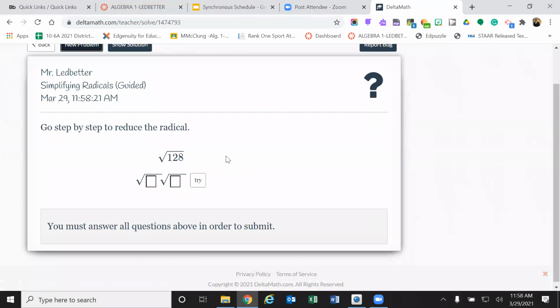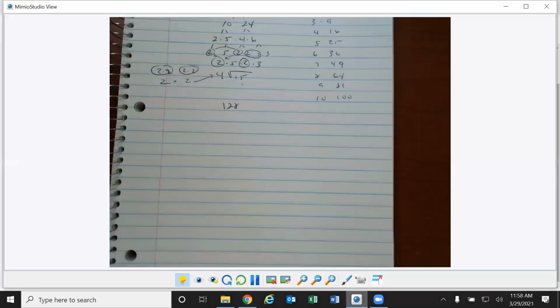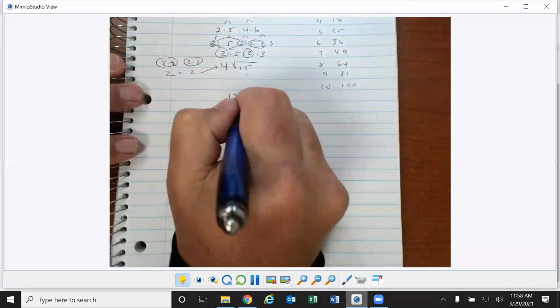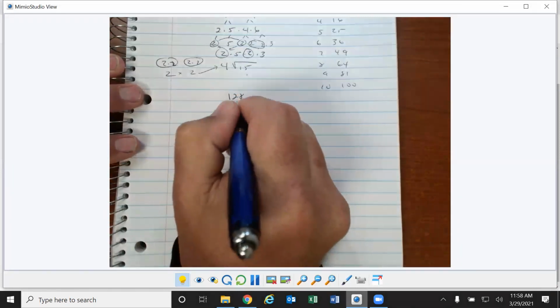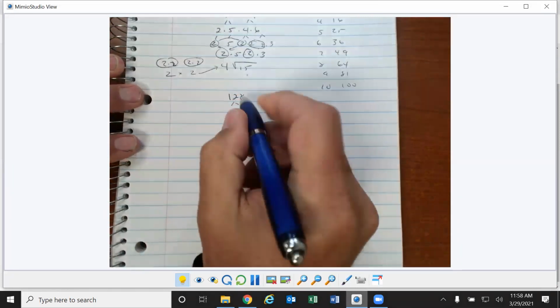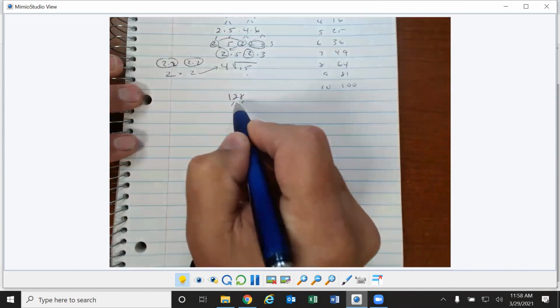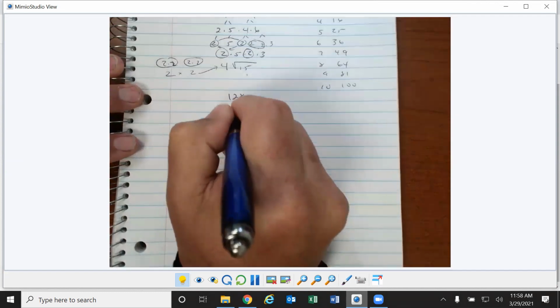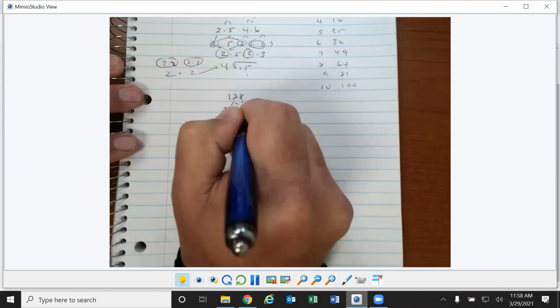Okay, here's 128. I'm going to show my paper so that way you can see what I'm doing. So I got to think of 2 numbers multiplied together that'll give me 128. Well, that is a multiple of 4. It's even. I could do 2 or I could do 4. So I'm going to do 2. 2 goes into 12, 6 times. 2 goes into 8, 4 times.